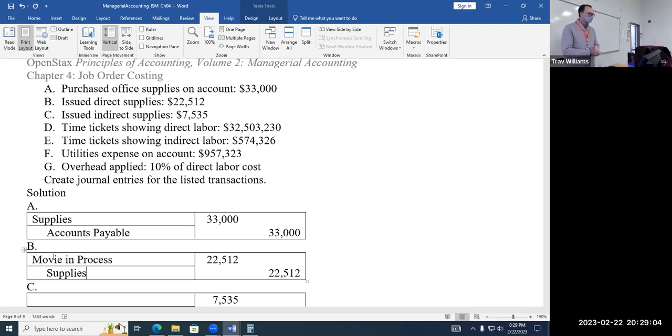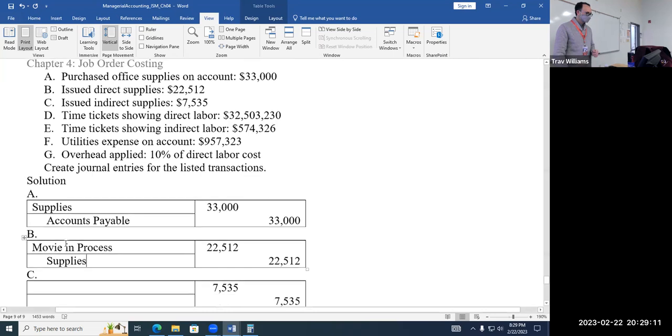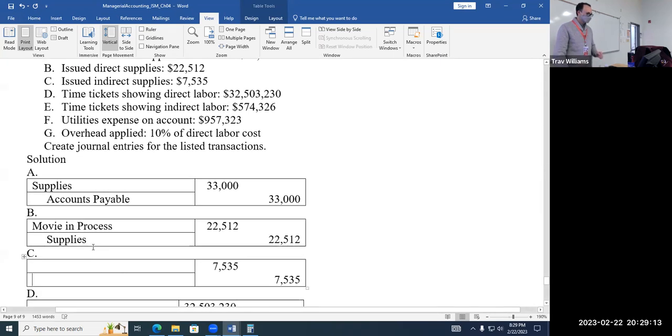Then for C, we've got some indirect supplies. That's also coming out of supplies. But because they're indirect, just like indirect materials and indirect labor, we're putting it into overhead. And since this is a movie, we're calling it movie overhead.